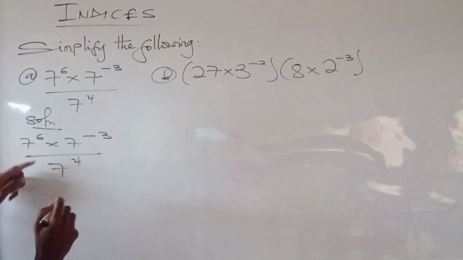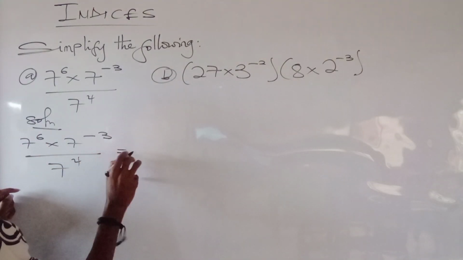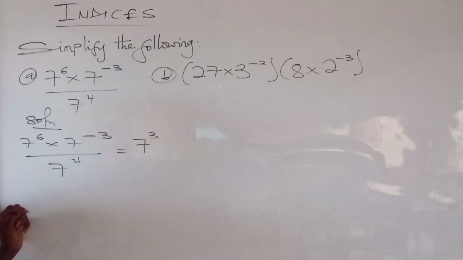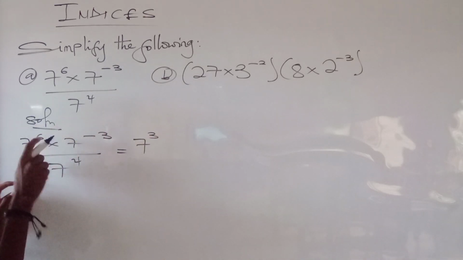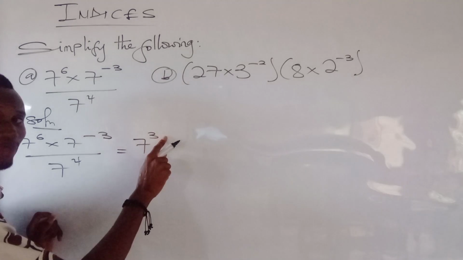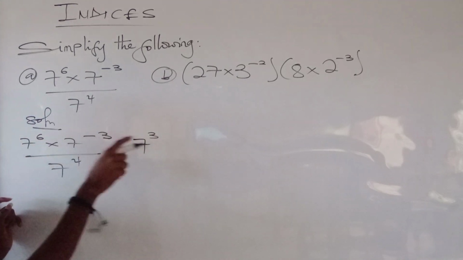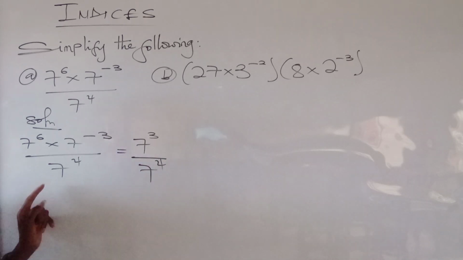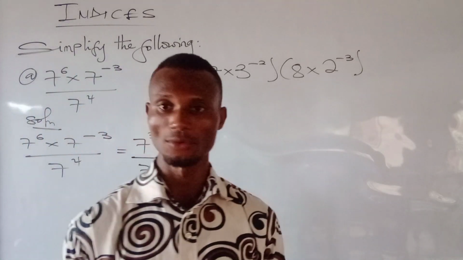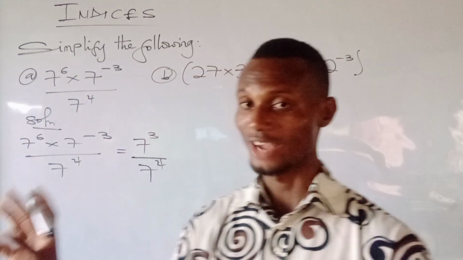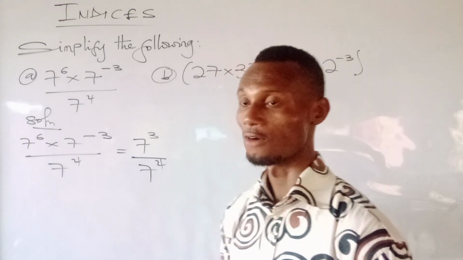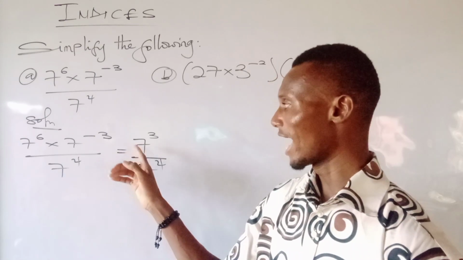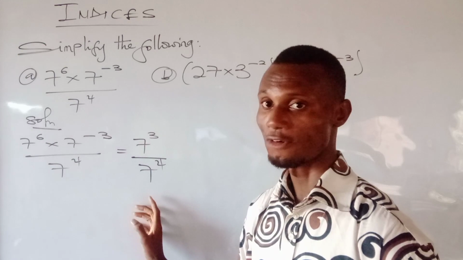So now the 7 to the power 6 times the 7 to the power negative 3 is going to give me 7 to the power 3. I hope you agree with me, because as I said, we add the powers: 6 plus negative 3 gives positive 3. It's like saying 6 minus 3, it gives 3, all over the denominator, which is 7 to the power 4. I hope the understanding is clear enough. So we are just applying the knowledge that we've had on the multiplication and division laws of indices. So I have 7 to the power 3 all over 7 to the power 4 here.